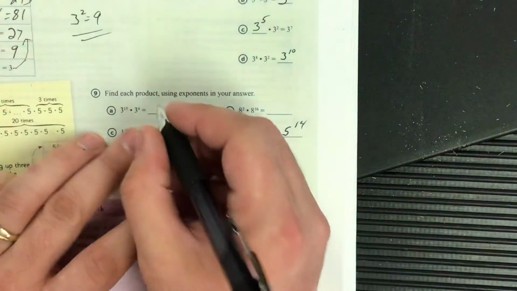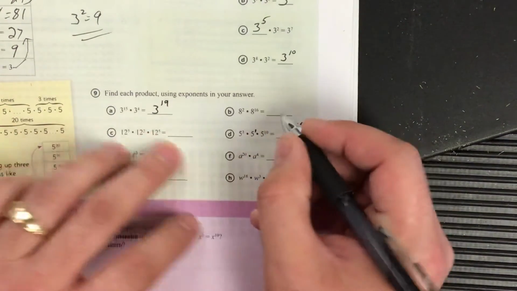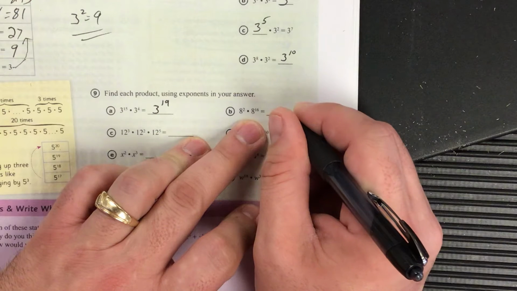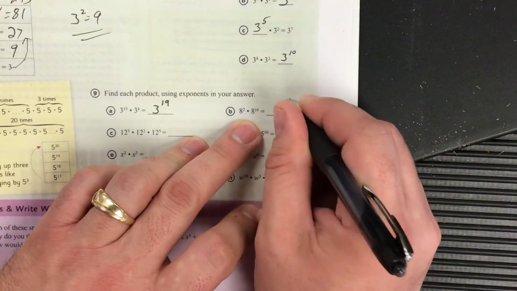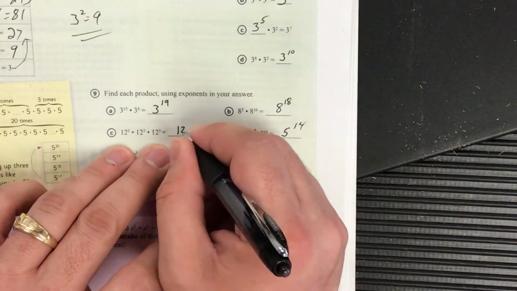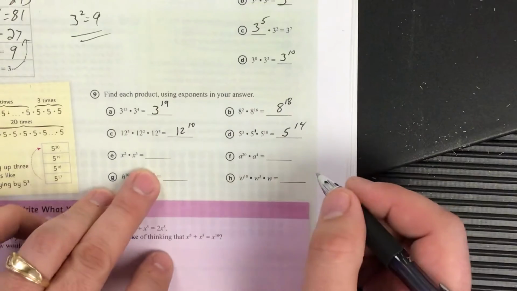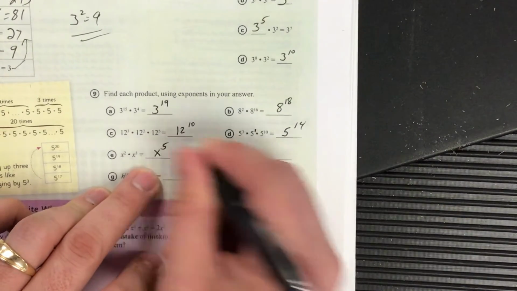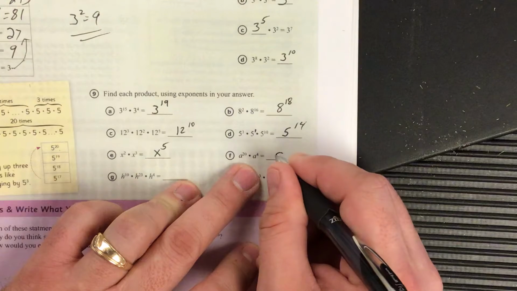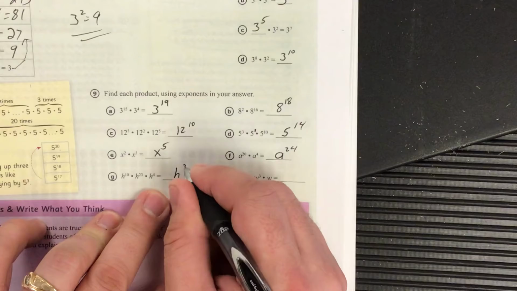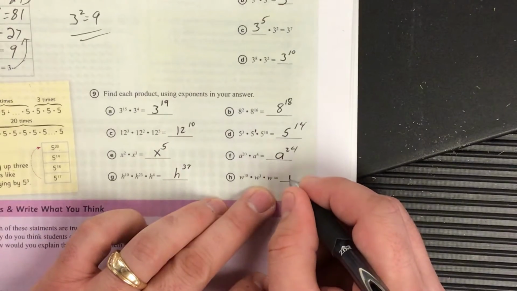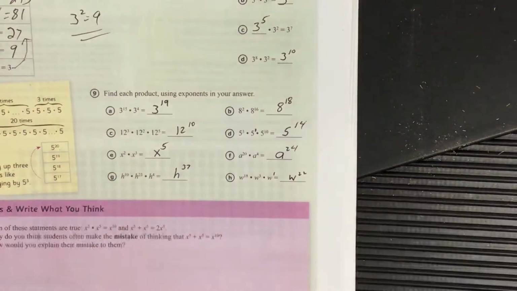A. 3 to the 19th. Good. Landon, B. 12 to the 20th. 12 to the 10th. Oh, wait, I meant the wrong one. 8 to the 18th. Mel, C. 12 to the 10th. Kira, E. X to the 5th. Maddie, F. A to the 24th. Mel, G. 8 to the 37th. Landon, W to the 22nd. Remember that's a 1 there. Yeah, W to the 22nd.